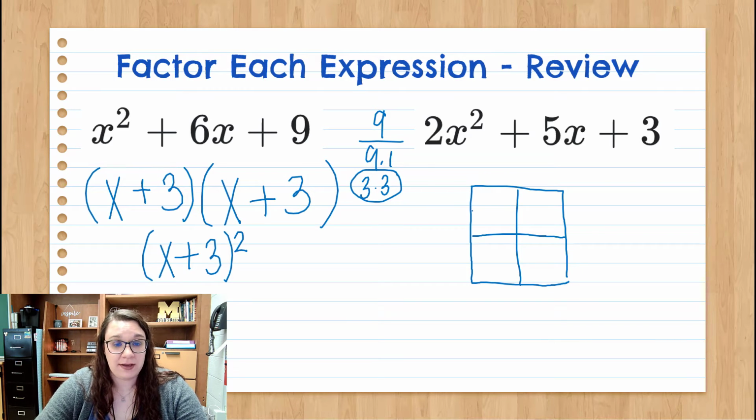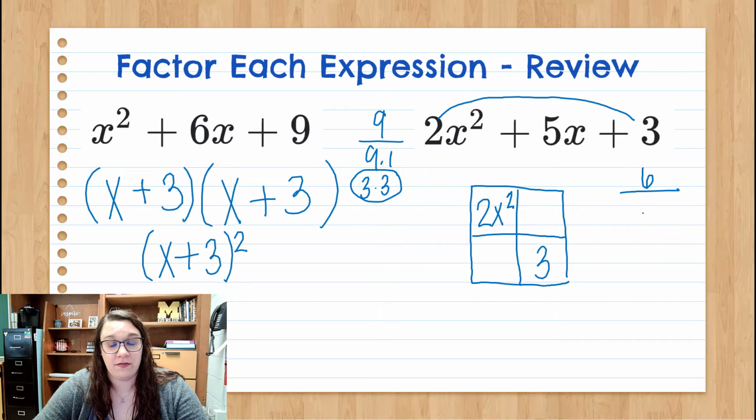In the first box, I'll put 2x squared. In the last box, I'll put a 3. I'm looking for factors of a times c, which is 6, that add to 5. The only ways to make a 6 are 1 times 6 and 2 times 3. 2 and 3 would make a 5 if we added them. So I'm going to use 2x and 5x.